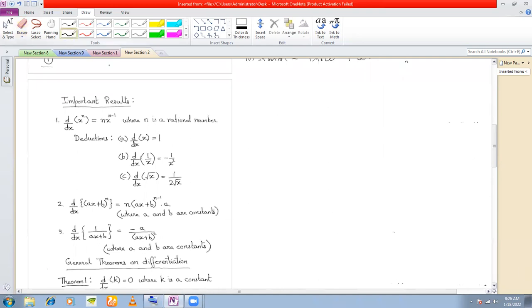So how are we getting this? d/dx of x is equal to 1. Now d/dx of x is x to the power of 1, which by definition is 1 into x to the power of 1 minus 1, which is 1 into x to the power of 0, which is 1. So remember this, that d/dx of x is always 1.